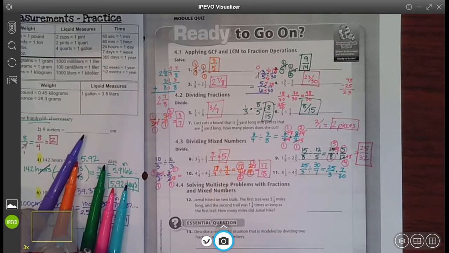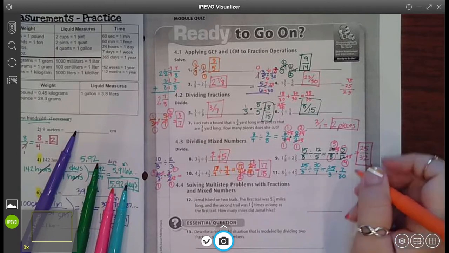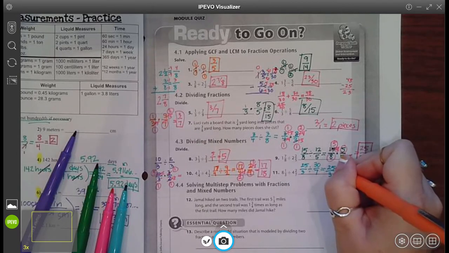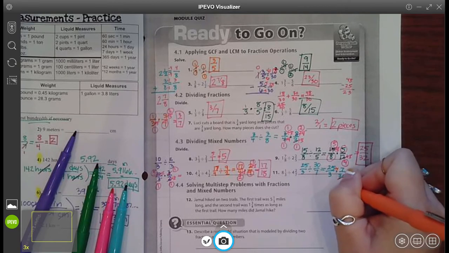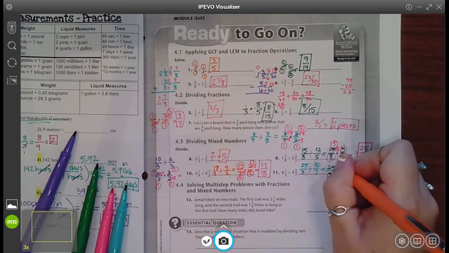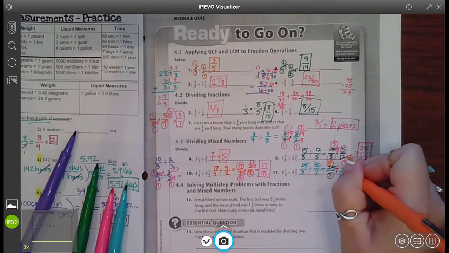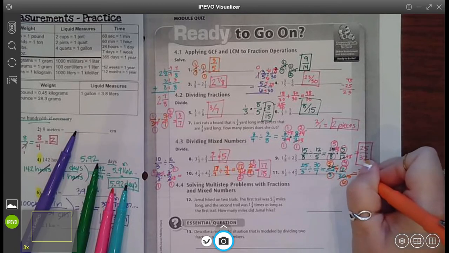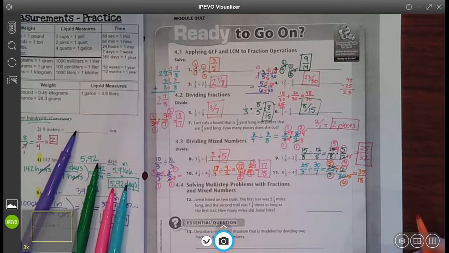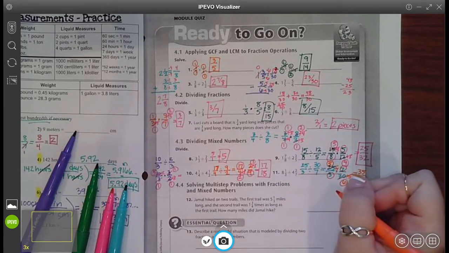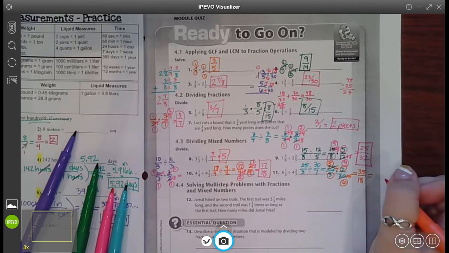Okay, and nothing can go into 3 and 7, but 5 can go into both of these guys. And 30 divided by 5 is 6, and 25 divided by 5 is 5. So you have 5 times 7 on top, which is 35, and 3 times 6 on the bottom, which is 18.